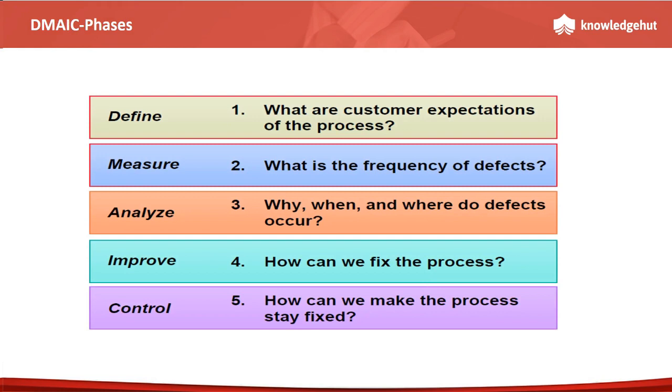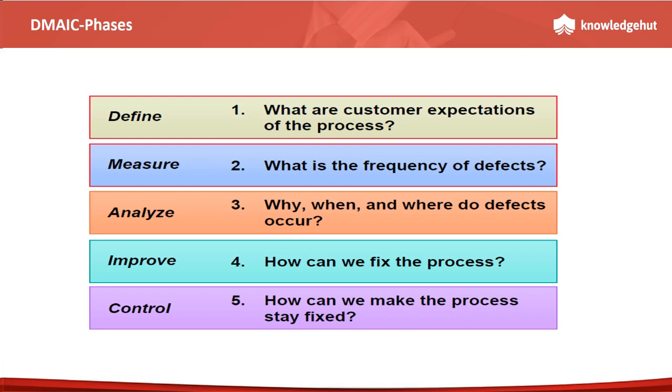Different phases that you have. As we said earlier, in the define phase, we talk about what the customer's expectations are, what the customer really wants, and what we are going to improve. Look at the different customer expectations, take one problem area, and that becomes your define. Measure: what is the frequency of the defects, how many defects do we really have, baseline your process. Analyze: when, why, and where do defects occur. Find out the root cause.